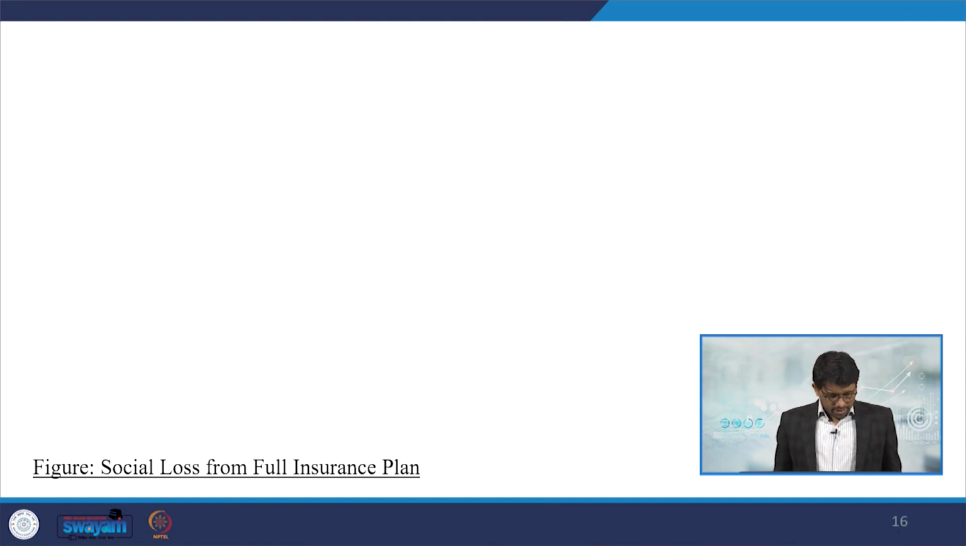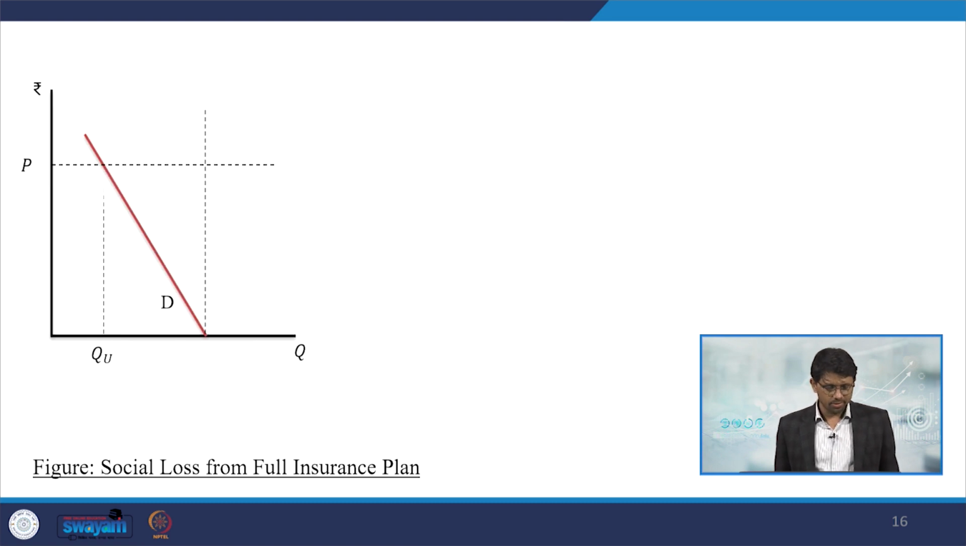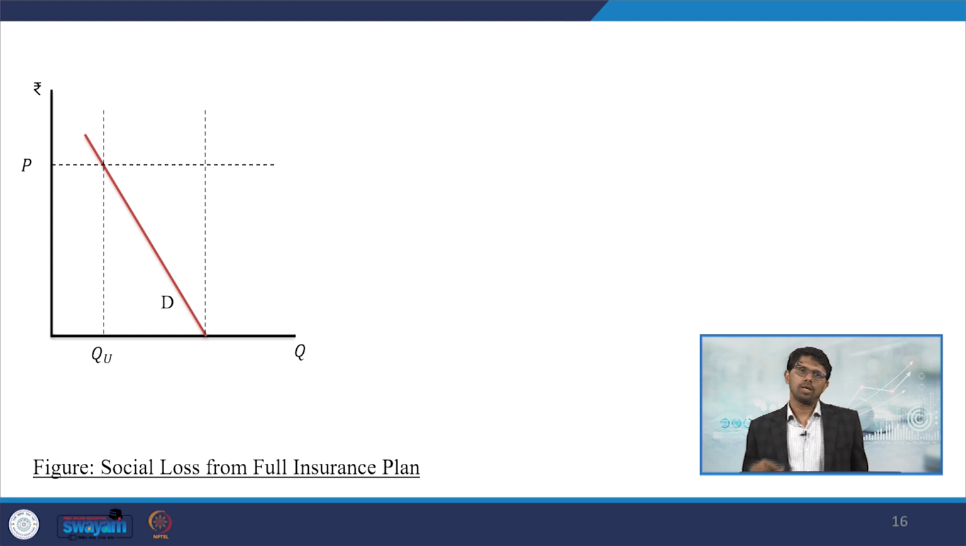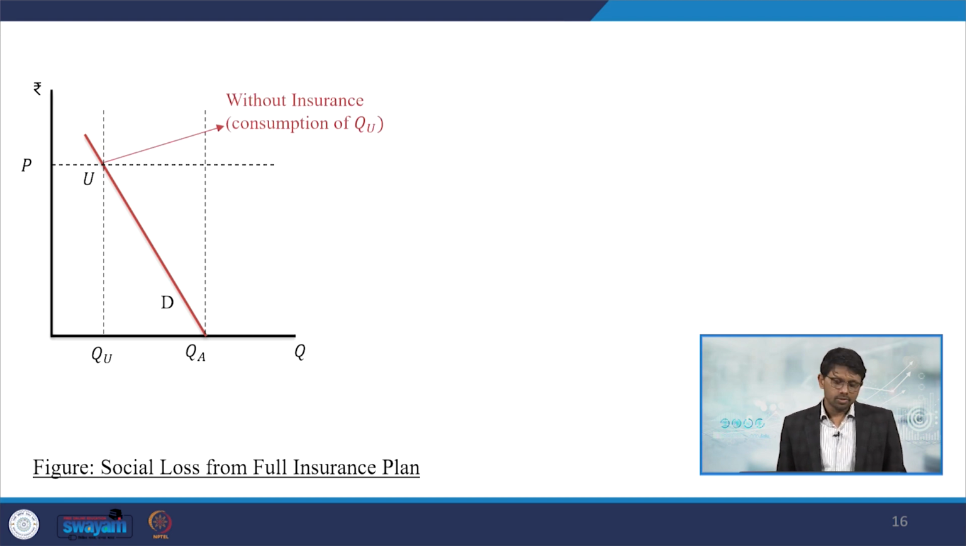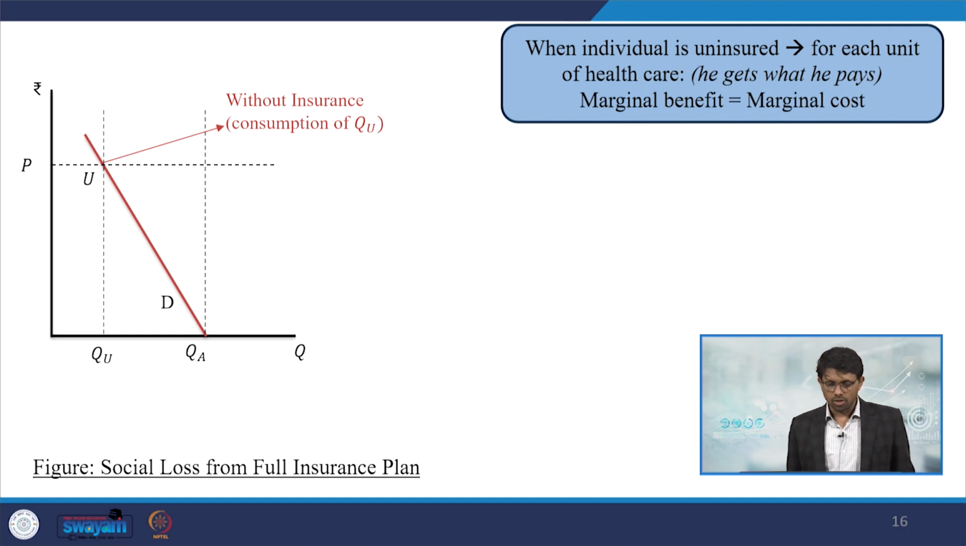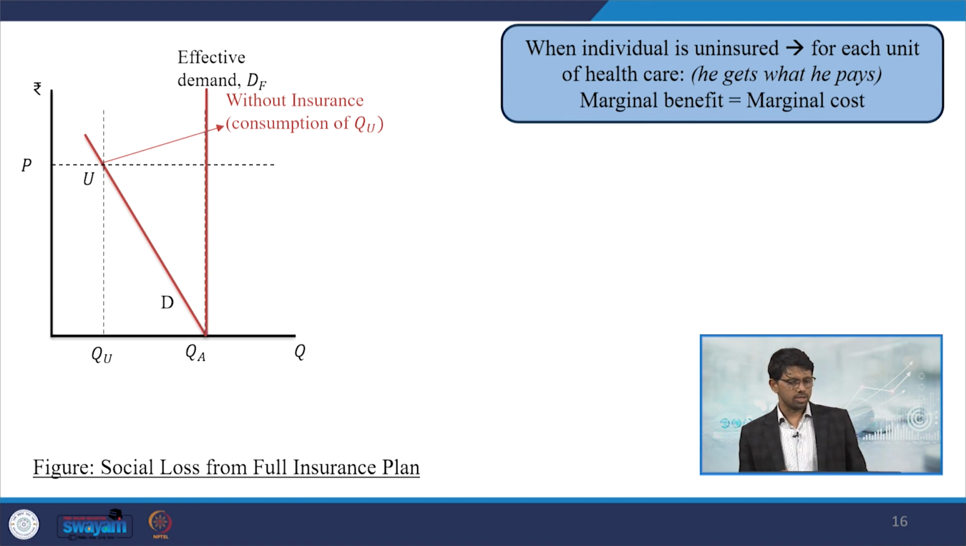So, now we are discussing the context of social loss from a full insurance plan. We have partly discussed this, and we are going to discuss it in the next unit as well, in our health system unit. We are emphasizing how the system controls social losses. This is the QU case without insurance, as we already mentioned. An individual is uninsured, he or she gets what he or she pays, that is, marginal benefit equals marginal cost, hence there are no losses.